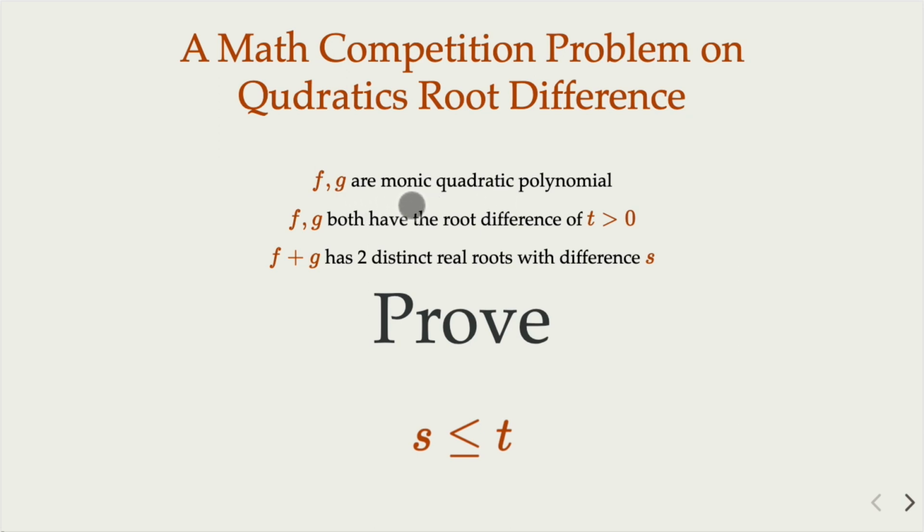Now f and g are monic, and both have the same root difference of some positive number t, and f plus g, which is the summation of the two polynomials, also has two distinct real roots, but the root difference is s. We need to prove that s is less than or equal to, that is, no greater than t. There's a lot of information to digest. Pause the video as always, because you want to solve the problem yourself before viewing the answer.